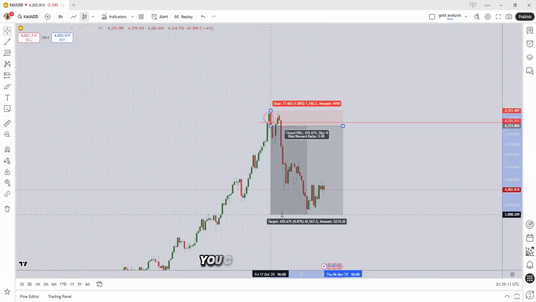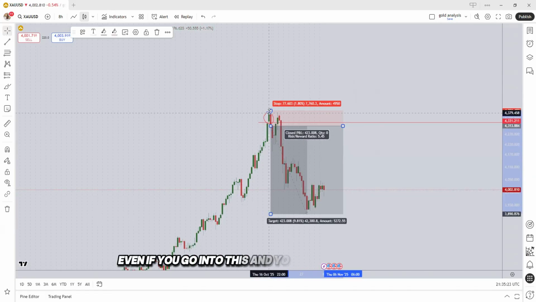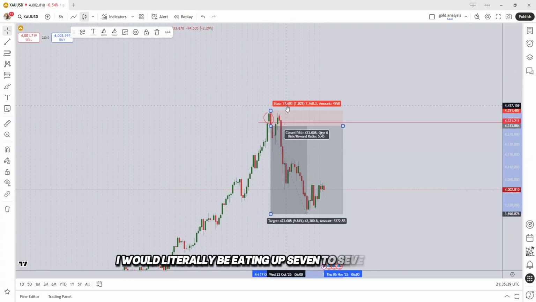And you could get this 5 to 1. That's actually a very huge risk, but it didn't end that way. Even if you go into this and your stop is this massive, about 770 pips, that's honestly too much. No one would want to risk that, even on the lowest lot size, 0.01 would literally be eating up $77.